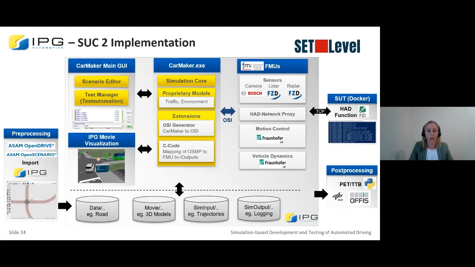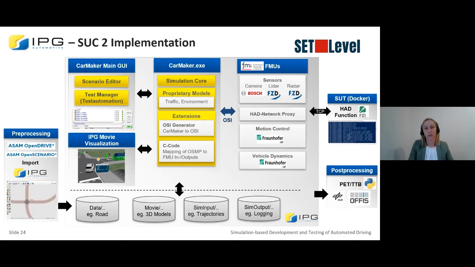The simulation program, so the CarMaker executable, is the core component that handles the whole simulation and processing of all calculations. The proprietary models, traffic and environment, are calculated here, for example, to follow the given trajectory of the scenario. An extension of the core product is used here that provides the standardized Open Simulation Interface by mapping and transforming CarMaker internal quantities. Our C-code interface is used to handle and map OSI quantities to replace the vehicle dynamics model with the quantities given by the Fraunhofer vehicle dynamics model.